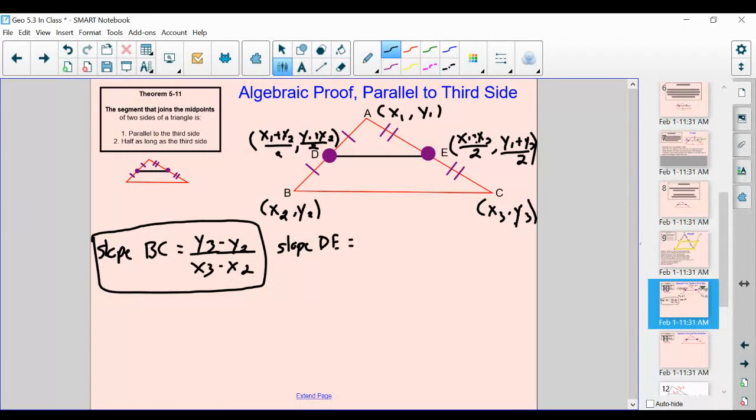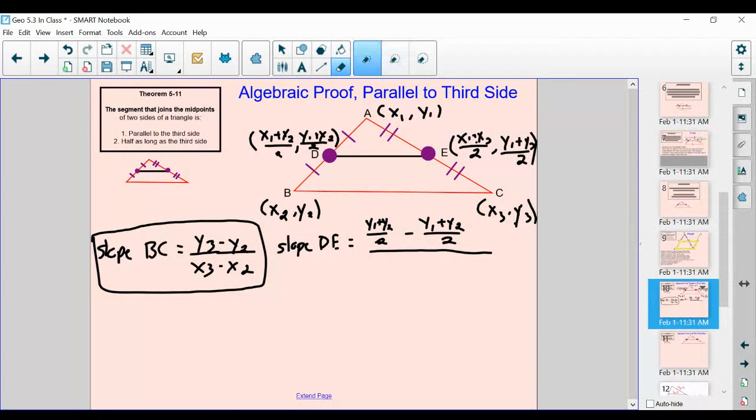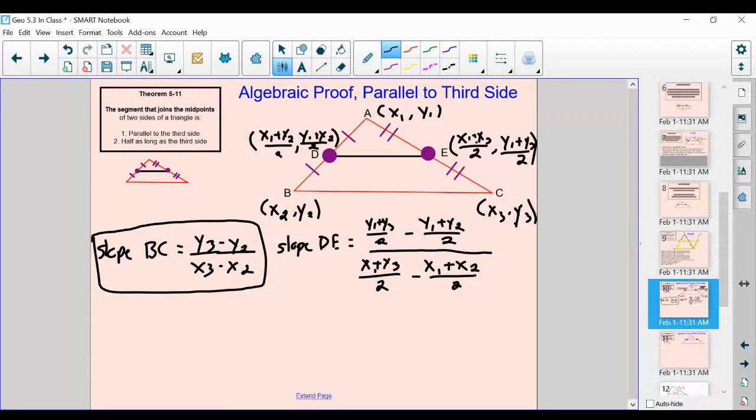As you can see, we have some fractions here. So we have to figure out the difference of our y's over the difference of our x's. Well, E has the (y1 + y3) over 2 minus (y1 + y2) over 2. Oops, I just realized I made a tiny error here. This should be y sub 3. My apologies. And now that's going to be over the x value. So (x1 + x3) over 2 minus (x1 + x2) over 2.